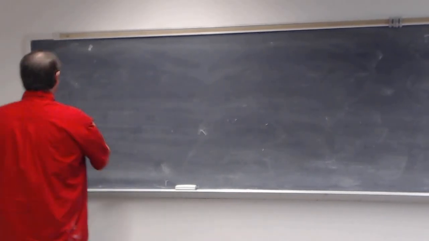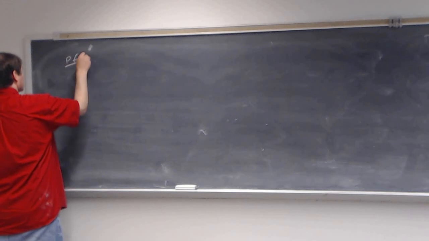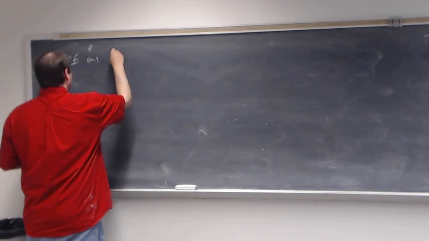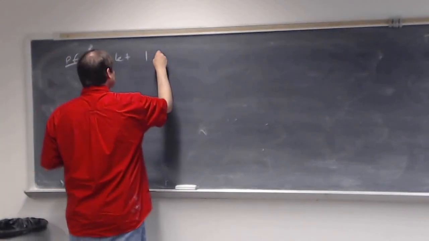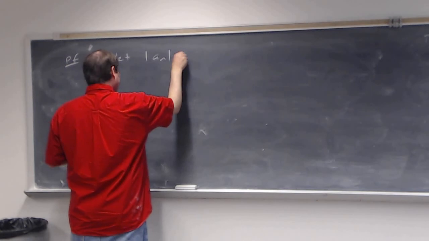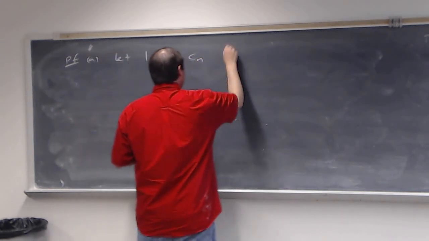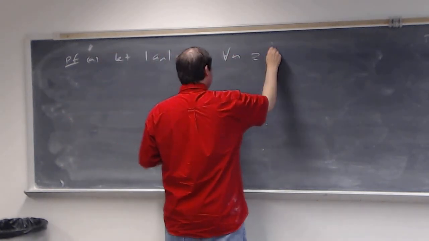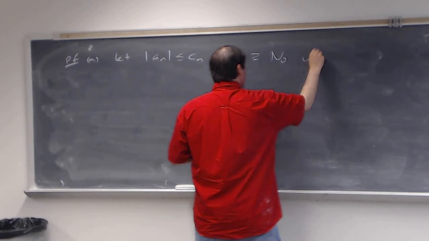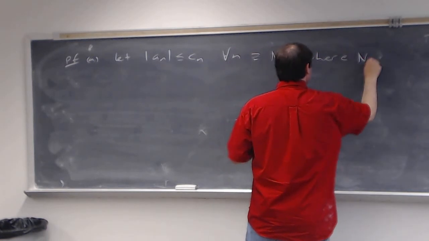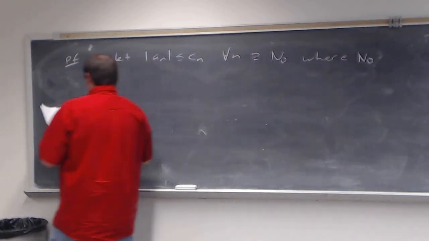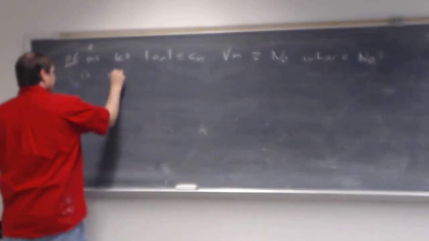Okay, so here's the proofs. We'll start off with part A. And so we'll let the absolute value of a sub n be less than or equal to c sub n. And that's true for all n greater than or equal to n sub naught, where n sub naught is some fixed integer.